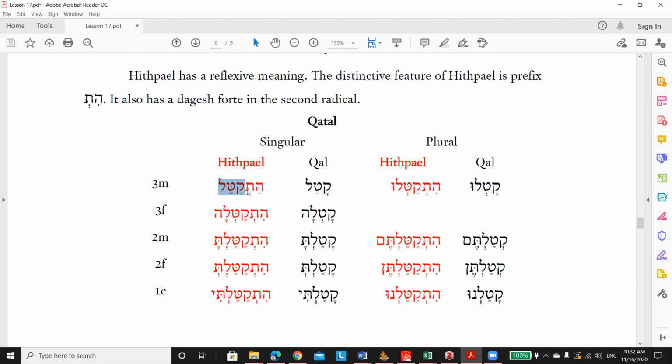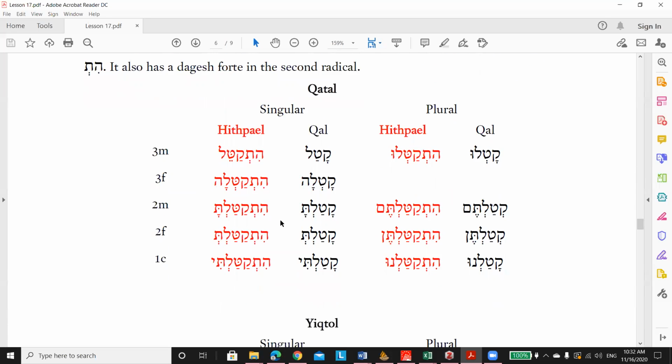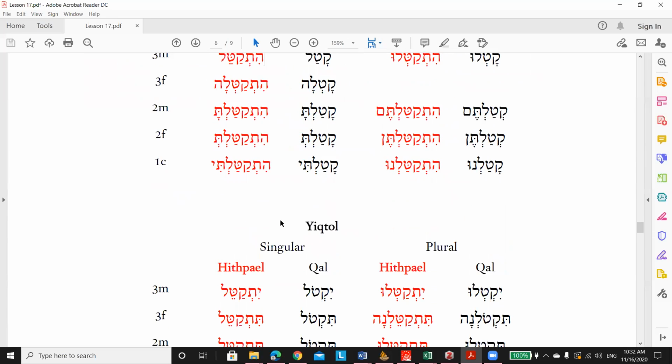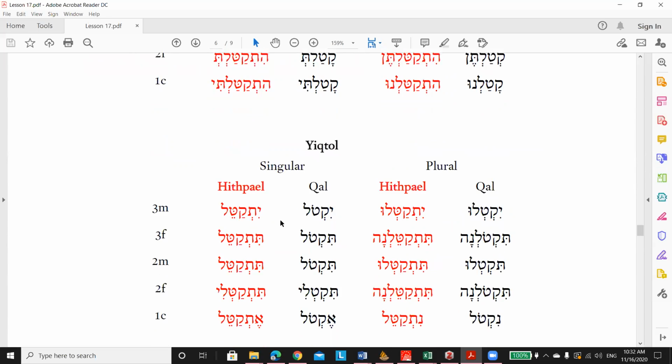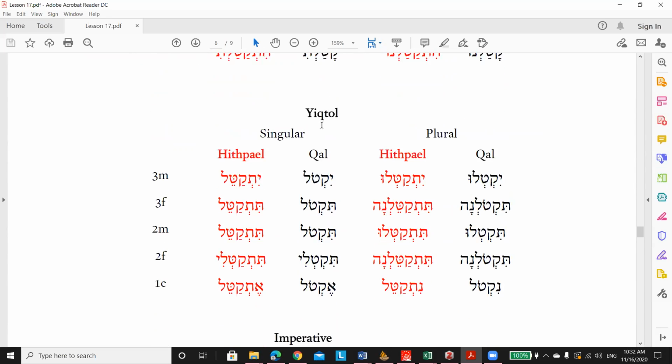So we have the root katal, and to this root we just add this prefix: hitkatel, hitkatla, hitkatalta, hitkatalt, hitkatalti. And we will have just this conjugation of Hithpael. So there is nothing problematic when we speak about Hithpael. It is very distinctive, and it's very difficult to confuse it with any other stem. And the same is true for the Yiktol. Here we have a prefix yit or tit, yit in the third masculine singular and plural, and tit in all other conjugations, and for the first person it is et or nit in this case.